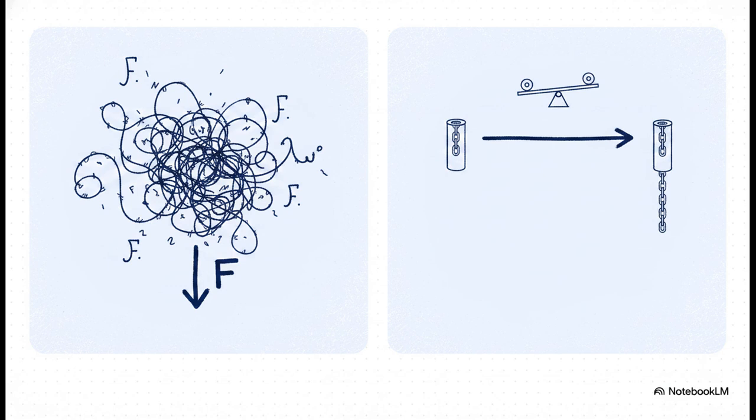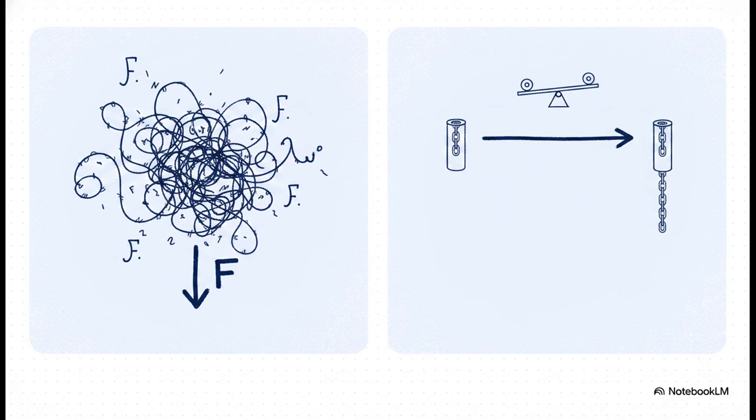Why? Well, think about it. As more and more of that chain slips over the edge, the weight pulling it down keeps increasing. That means the force isn't constant. And if the force isn't constant, the acceleration isn't constant either. That leads you down a dark path of messy calculus. But there's a much better way, conservation of energy.